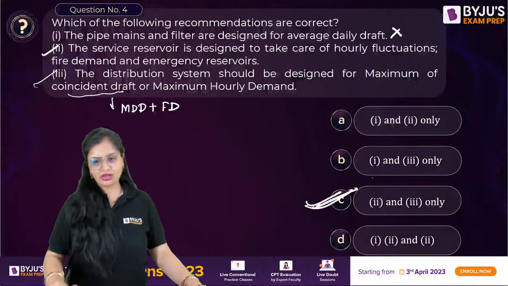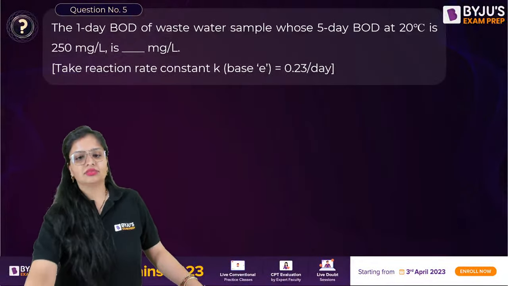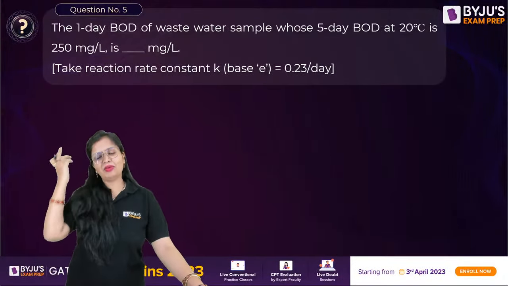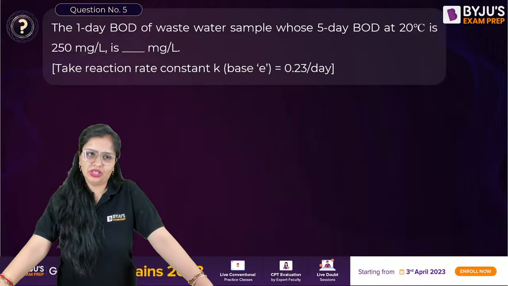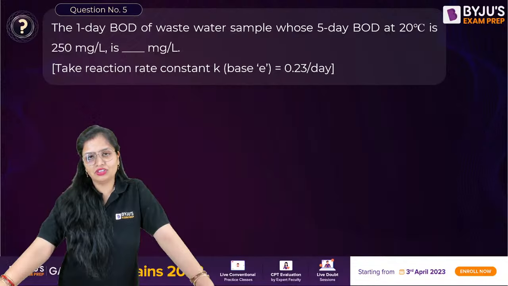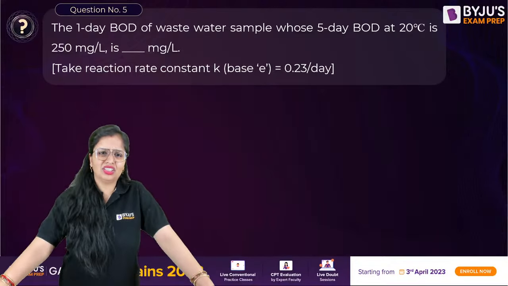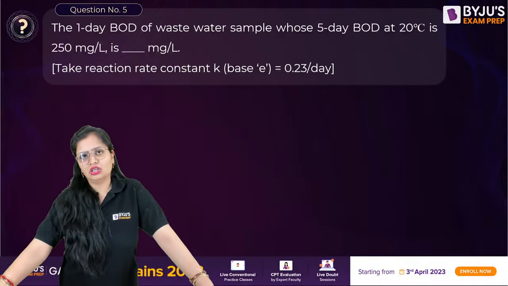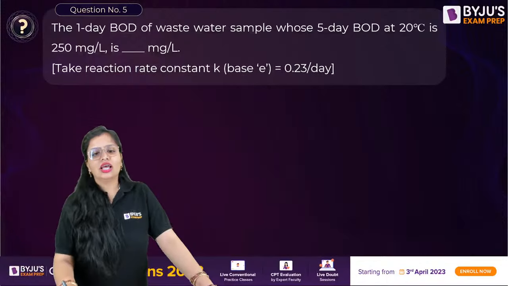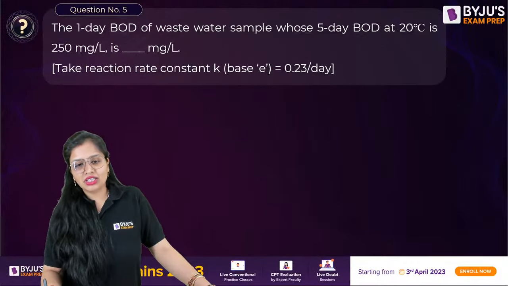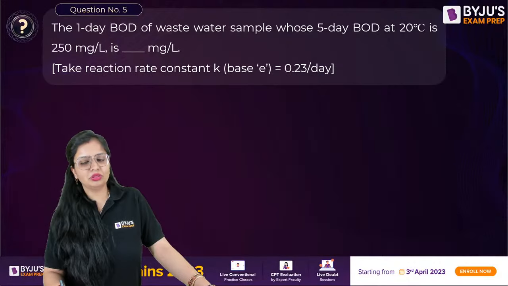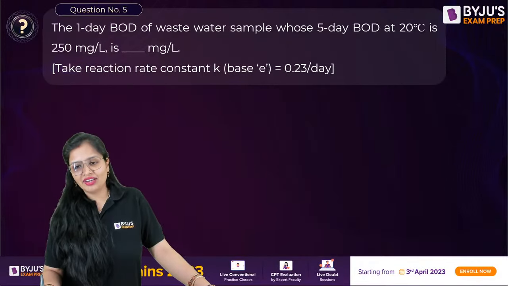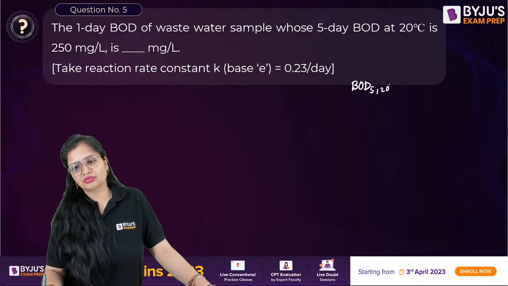Correct. Absolutely correct. Next, this one. If you see in the past, generally BARC asks questions from BOD so frequently. I don't know whether it's a favorite for them, and they're not that difficult. They are very basic questions. Okay, so just see this. The 1-day BOD of a wastewater sample whose 5-day BOD at 20 degrees Celsius is 250 mg per liter is given to you. So the 5-day BOD is given to me. I have to calculate the 1-day BOD.